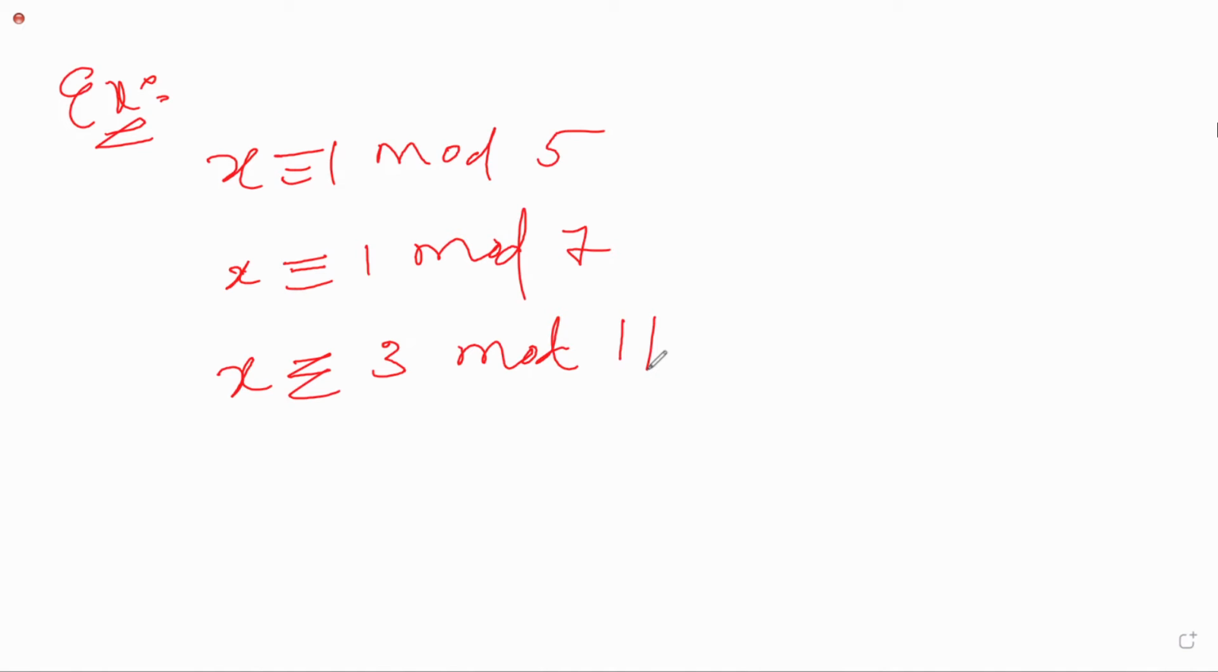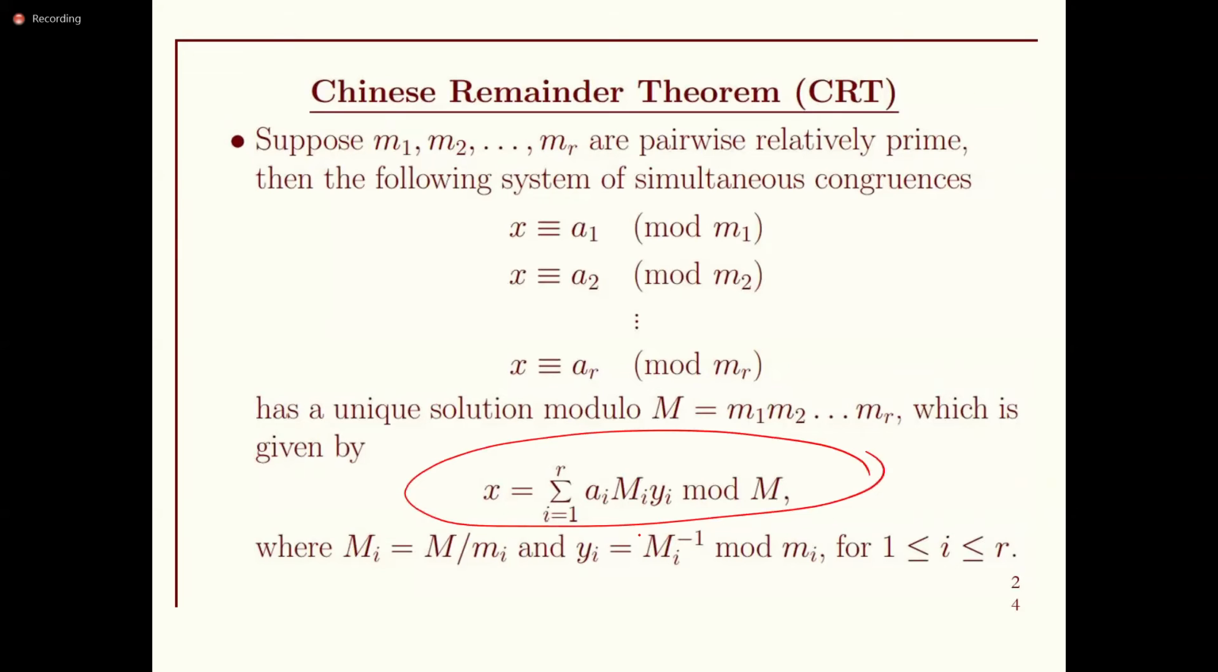So in order to calculate the X value, according to the formula, let me display the formula. So this is the formula. First we should calculate the Mi value, and we have to calculate the yi value. Okay, yi, that is the inverse of Mi. So we'll go with the step-by-step procedure.